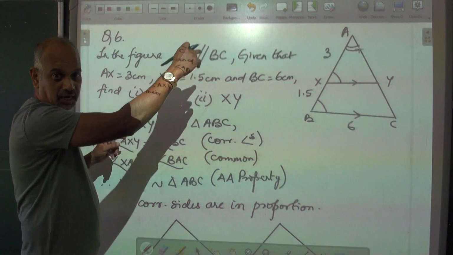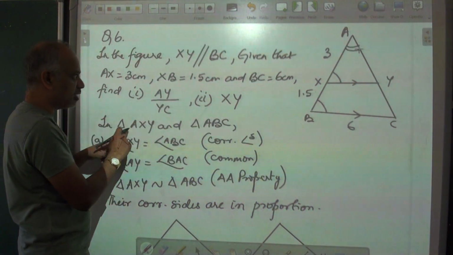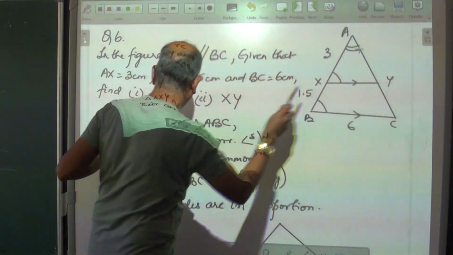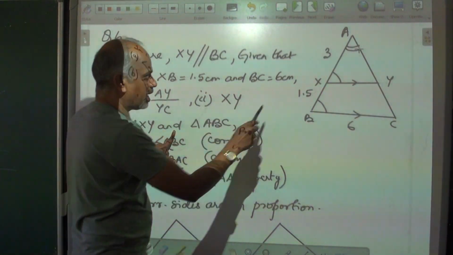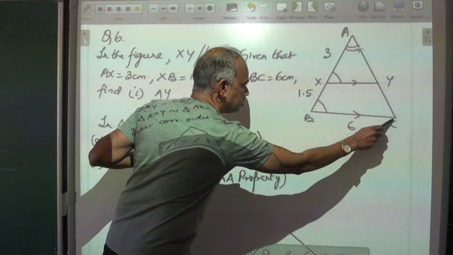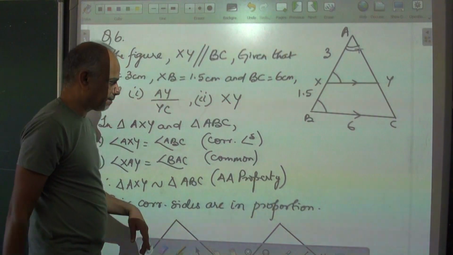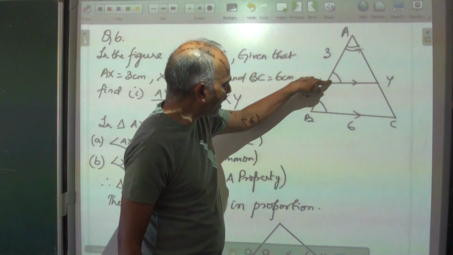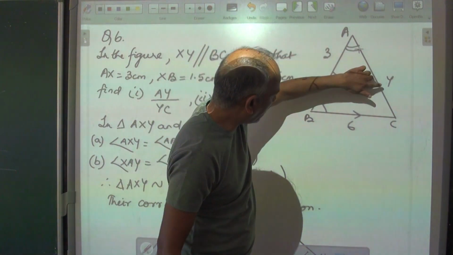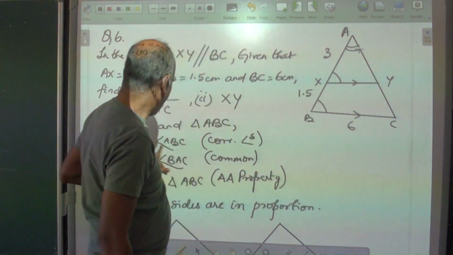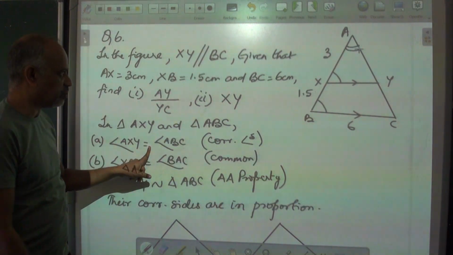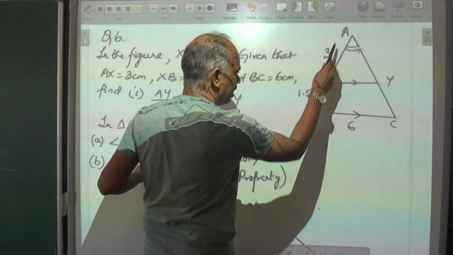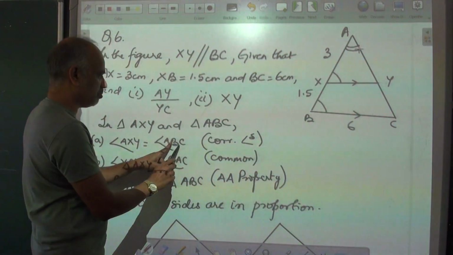Anyway, so let's write proof of similarity for this. So the two triangles that you are going to consider are in triangle AXY, that's the first one, and triangle ABC is the second one. The first angle which was same are these two. Angle AXY, this one, angle AXY is equal to, single arc is ABC, angle ABC.